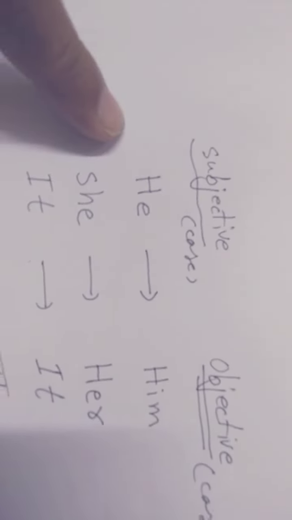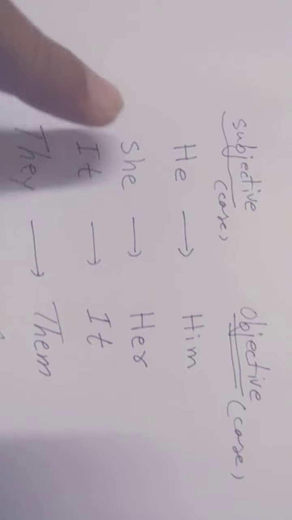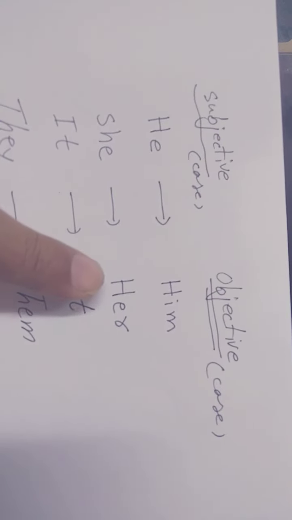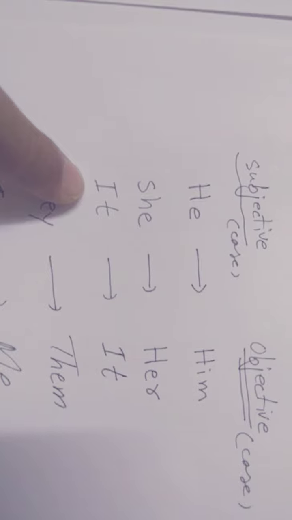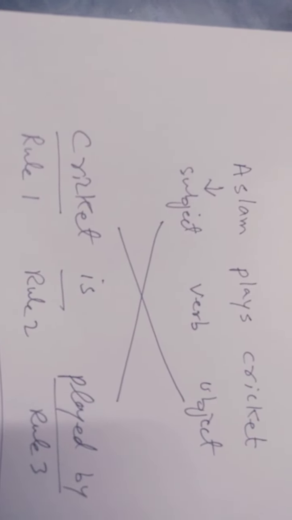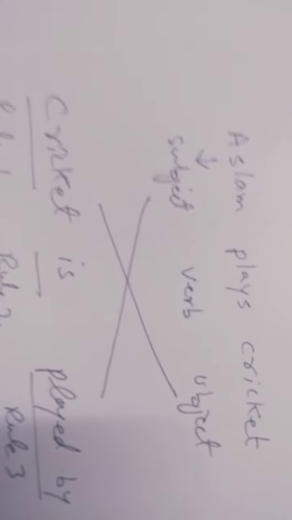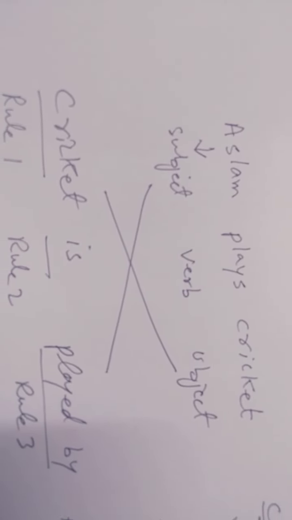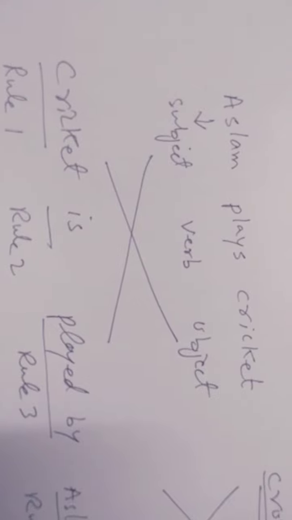If there is he in the subjective case, you have to convert it into him. If there is she, you have to convert it into her. If it is it, you write it. They will be converted into them, and I will be converted into me. We will be converted into us, and you will remain the same, you. Now see examples, and we will follow the rules. We are not going to see the tenses of the sentences.